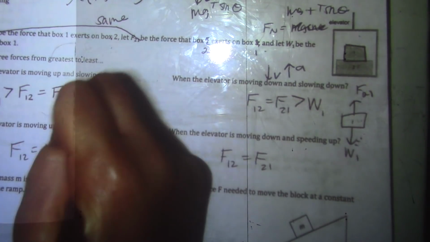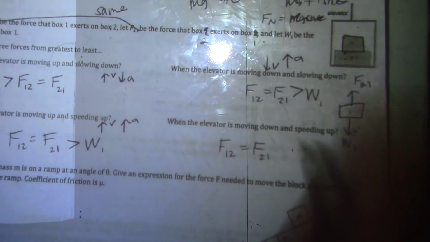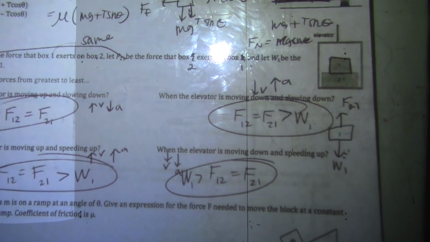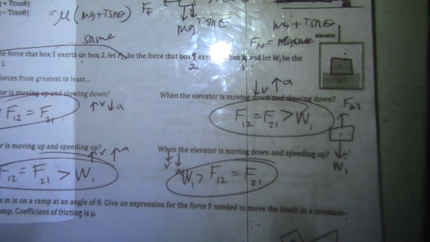Here's moving up and getting faster is in the same direction, so that's accelerating up. We already know what's happening for accelerating up: W1 is less than, these two are greater. And moving down and getting faster is acceleration in the same direction. Acceleration down means that weight 1 would be greater. So these would be your rankings for all 4 cases. Notice that if it's accelerating up, then the forces are like that. If it is accelerating down, the forces look like this.